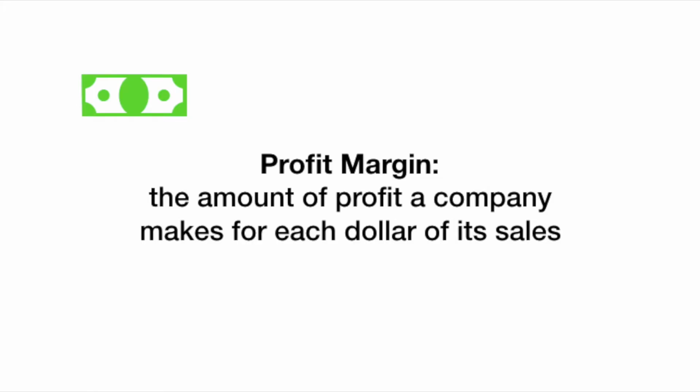What is profit margin? Profit margin is the amount of profit a company makes for each dollar of its sales. What is the missing word in statement number 3? The answer is higher. It is good news if a company's profit margin is higher than the industry average.